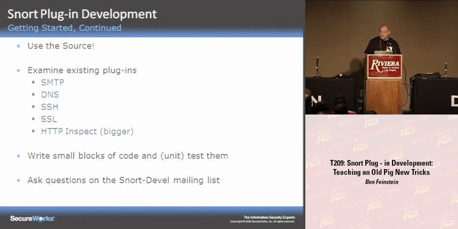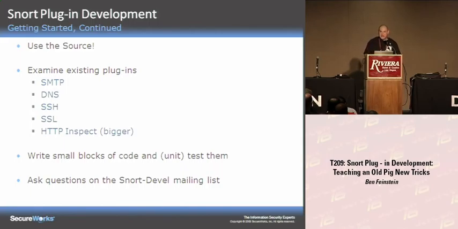Use the source. It's there. Start looking at existing plugins. How do they work? How do they do what they do? The DNS plugin is a good start. It's relatively small. The HTTP inspect plugin is much more full-featured. There's a lot more code in it. And there's some other interesting plugins that you can look at, to see how they're doing things and figure out how you should use the APIs.